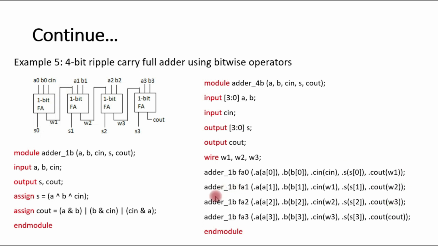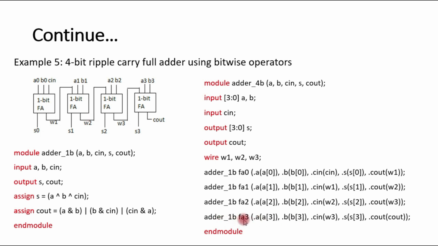Similarly for the second 1-bit full adder circuit, that is FA1. In case of FA1, the A signal is mapped with A1, the B signal is mapped with B1, sum is mapped with S1, Cout is mapped with W2. The third 1-bit full adder circuit, that is FA2. In case of FA2, A is mapped with A2, B is mapped with B2, sum is mapped with S2, and Cout is mapped with W3, and Cin is mapped with W2.